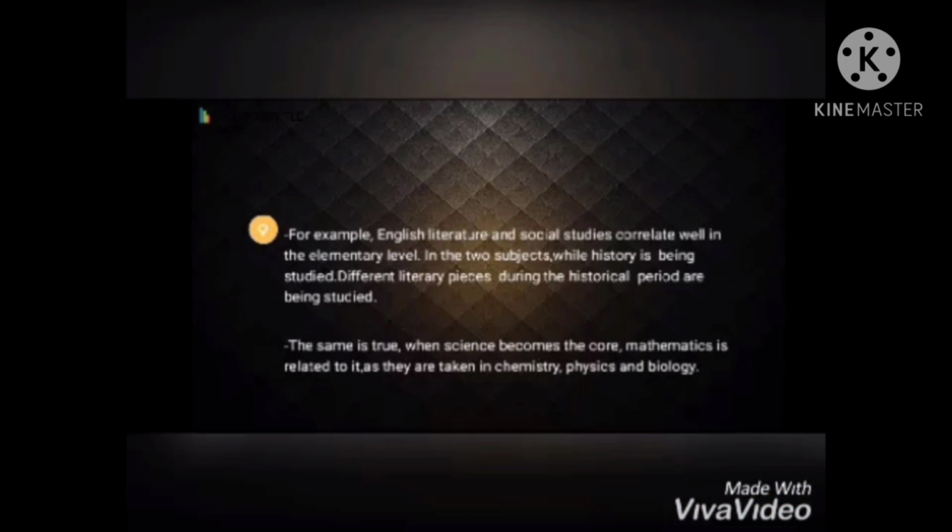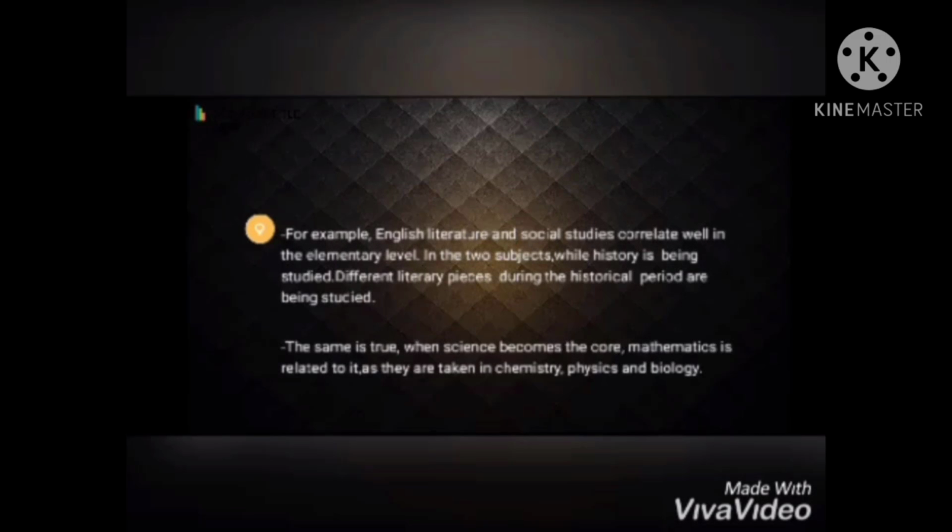For example, English literature and social studies correlate well in the elementary level in the two subjects while history is being studied. The same is true when science becomes the core. Mathematics is related to it as they are taken in chemistry, physics, and biology. Another example is literature as the core, and art, music, history, geography will be related to it. To use correlated design, teachers should come together and plan their lesson cooperatively.